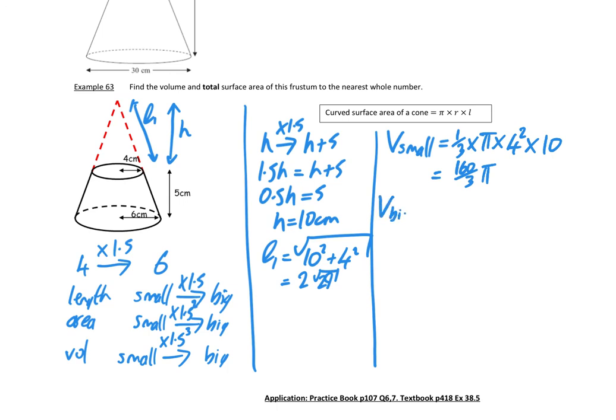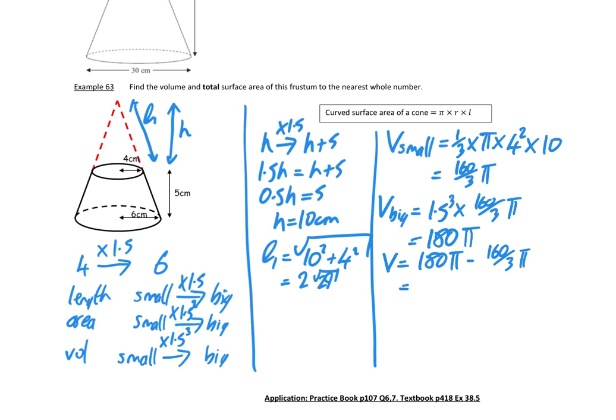Okay, my volume of my big cone then is equal to k cubed, which is my scale factor cubed, so 1.5 cubed times 160 over 3 pi. And if we do that, 1.5 cubed times my previous answer, which was 160 over 3 times pi, that gives me 180 pi. So my volume overall is 180 pi minus 160 over 3 pi. So that works out to be 380 over 3 pi. And I think I had to give my answer to the nearest whole number, which is 398 centimeters cubed to the nearest whole.